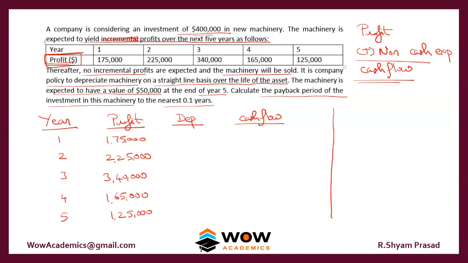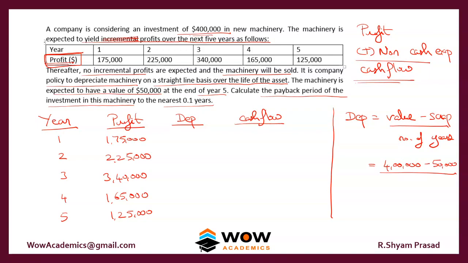So our depreciation, we'll do a separate calculation here. Depreciation equals the value of the machinery minus scrap, divided by the number of years of the machinery. The value of the machinery is 4 lakhs minus the scrap value of 50,000, divided by the total life of 5 years. So 3,50,000 divided by 5 will give you 70,000. So 70,000 per annum is the depreciation.